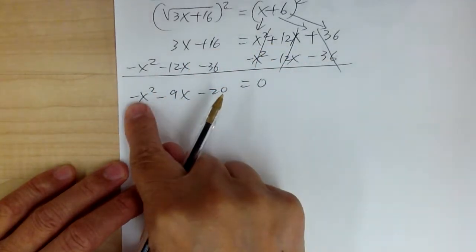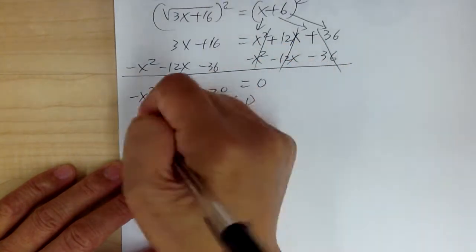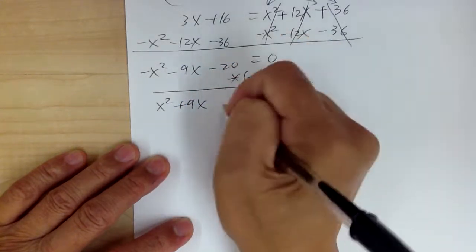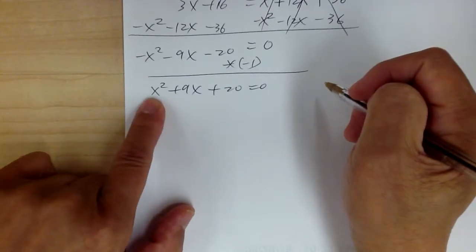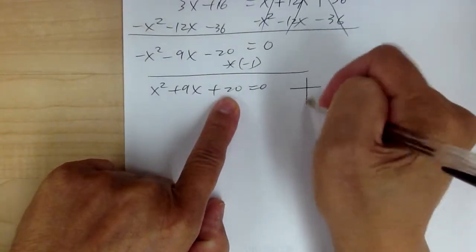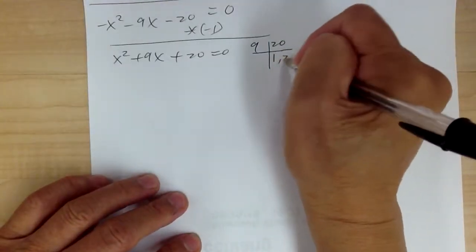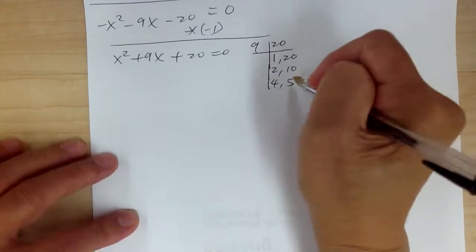Okay, now you don't want to have a negative in front. So let's go and multiply by negative 1. So I get x squared plus 9x plus 20 equal to 0. Do factoring. Step 1 cannot. Step 2, perfect square cannot. So go to master product. So 1 comma 20, 2 comma 10, 3 cannot. So 4 comma 5, and this is it.